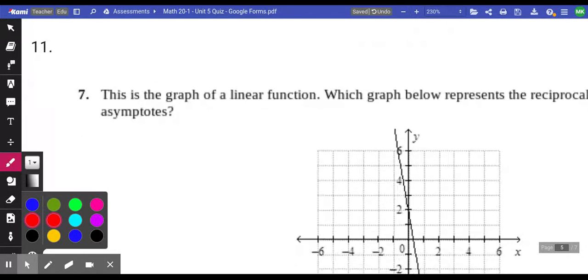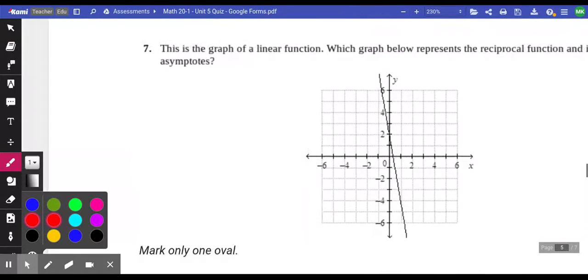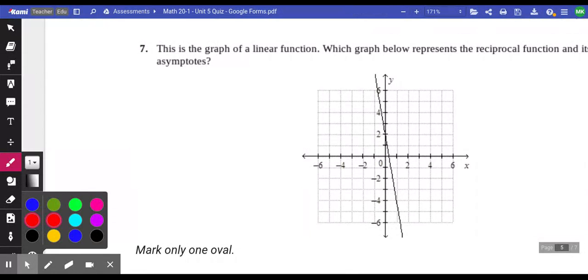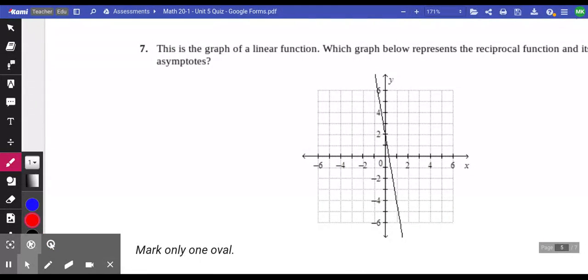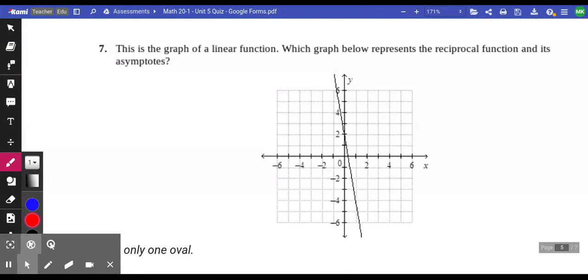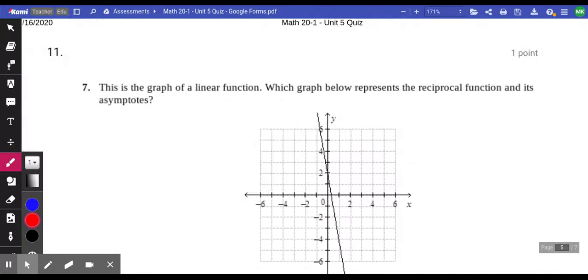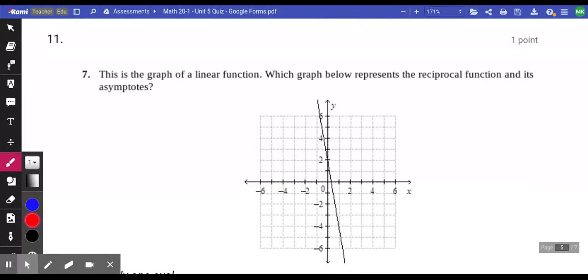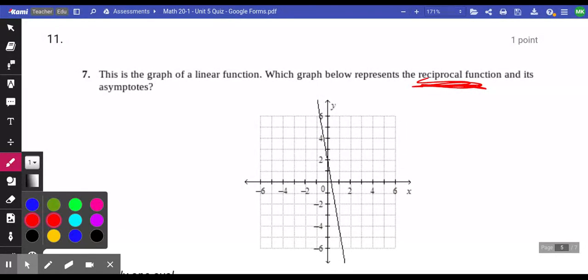All right, next question. Number 7. This graph is a linear function. Which graph below represents the reciprocal? This is what we were just doing, right? So to reciprocate, there are 3 steps. First step is to draw your asymptotes.